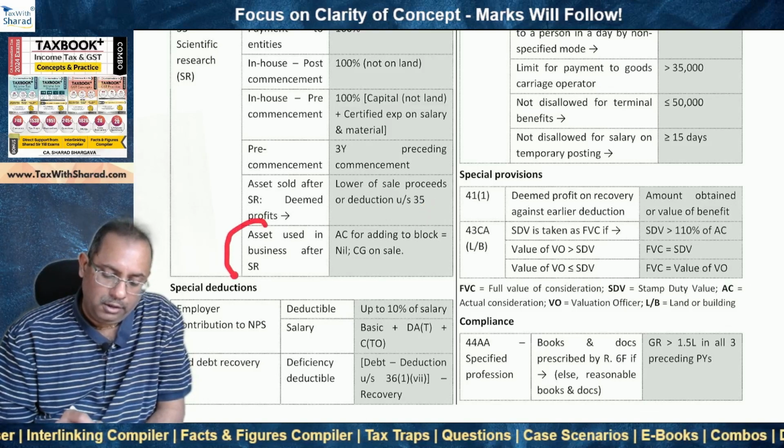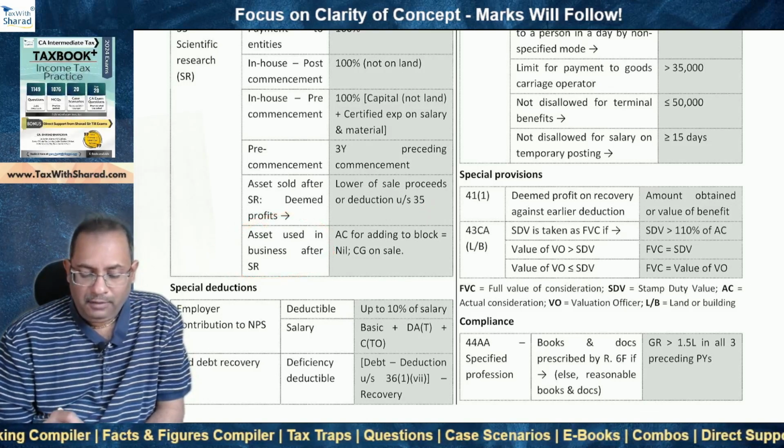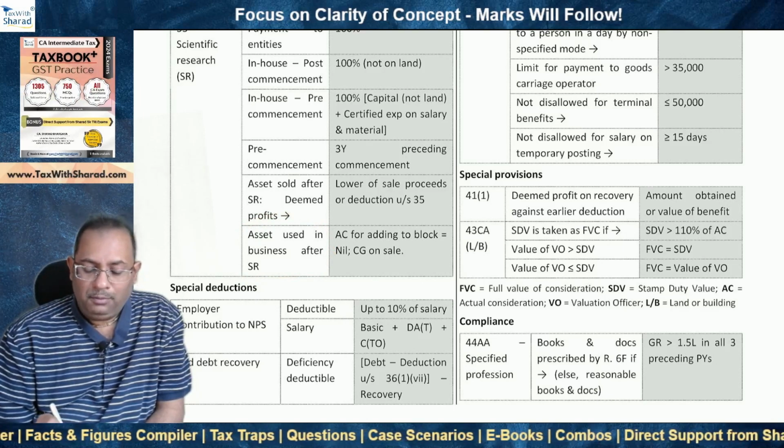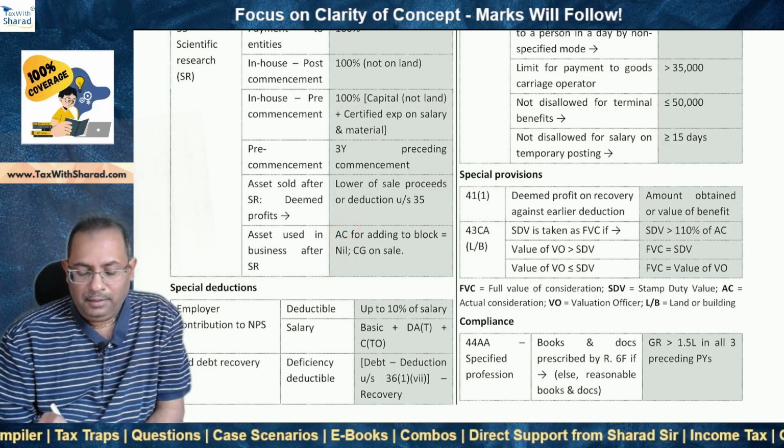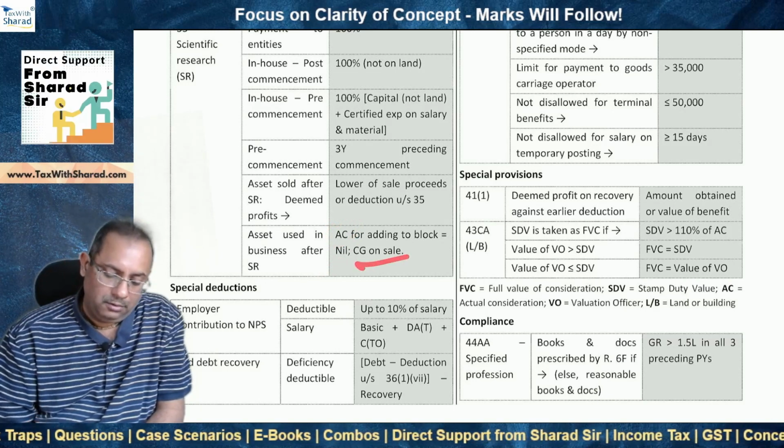Where the asset is used in business after scientific research, then it is added to the block for depreciation purposes, and the actual cost is taken to be nil, and when the asset is subsequently sold, capital gains also arise.